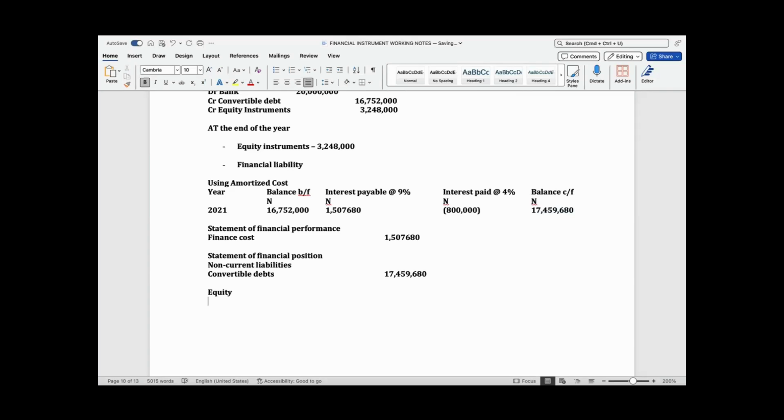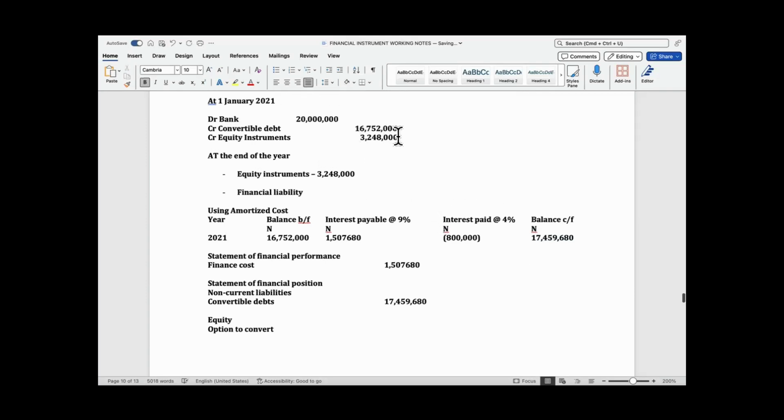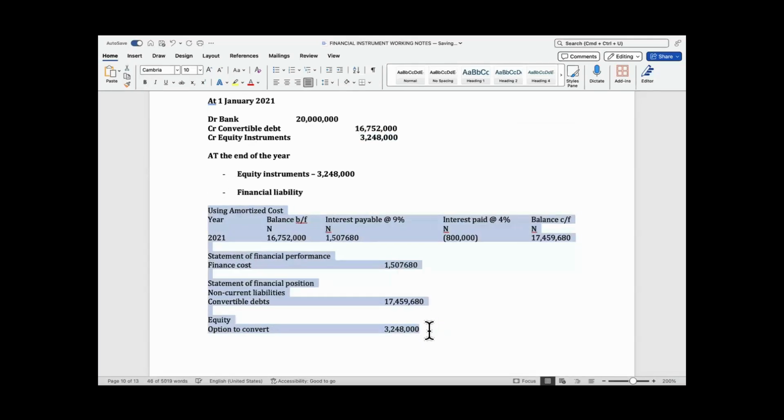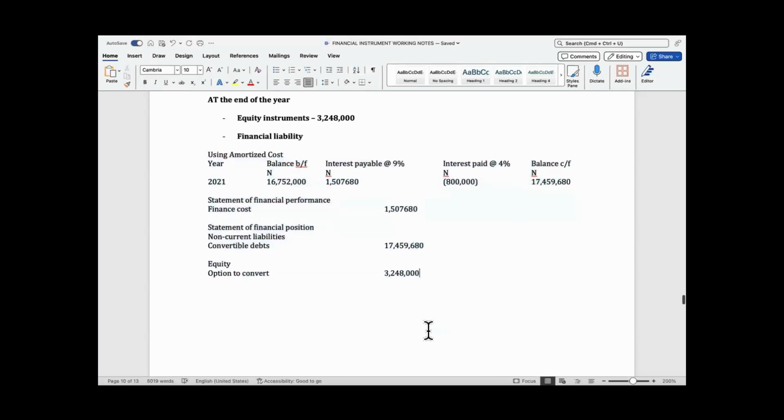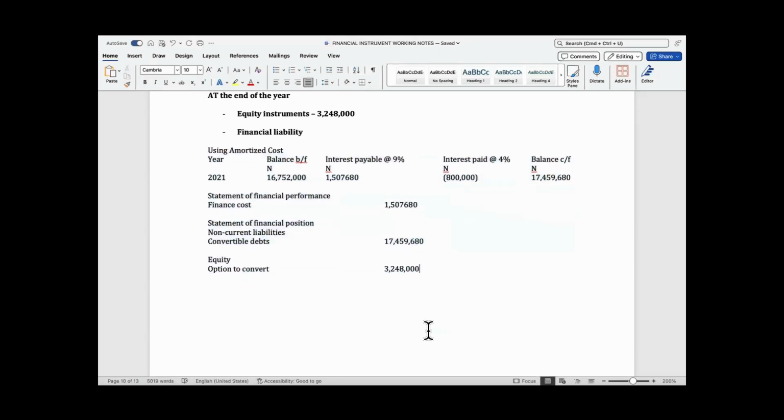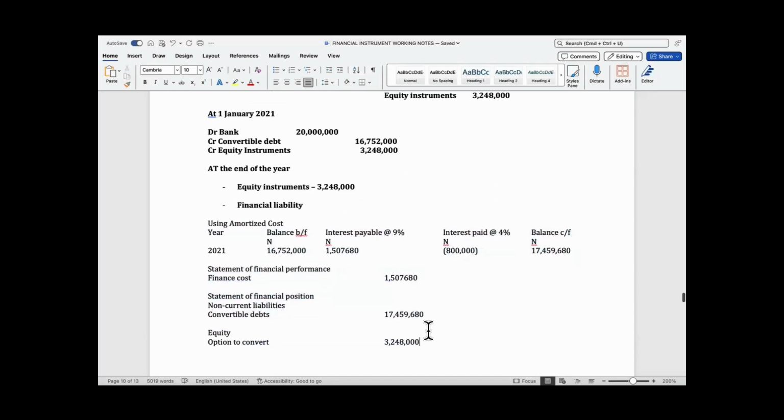Let me call it option to convert. It was 3,248. So that's that for this question. It's no more than this. Any questions?